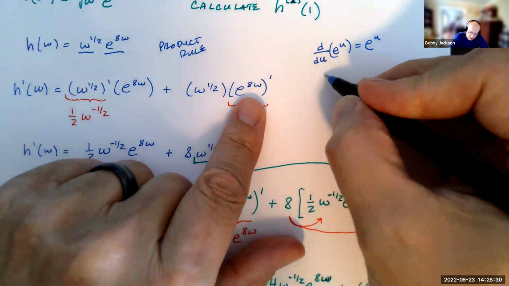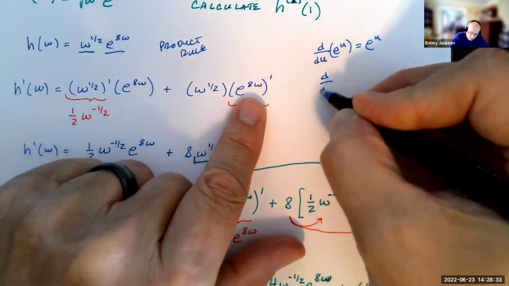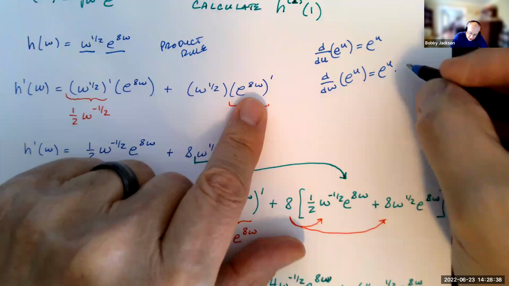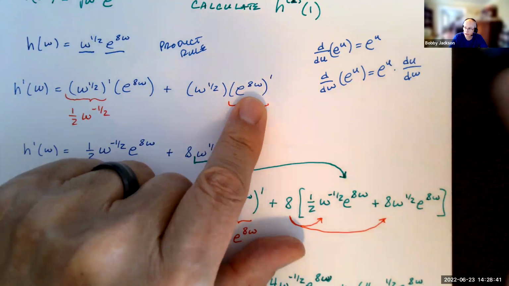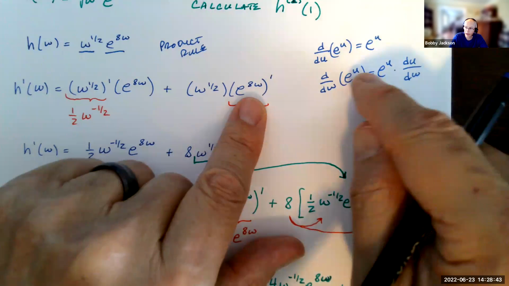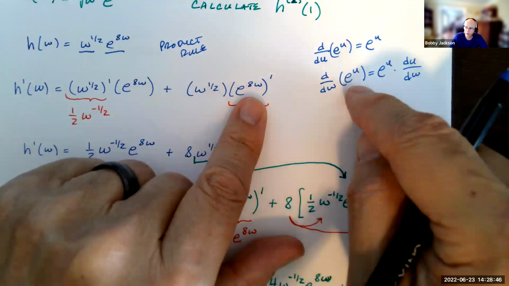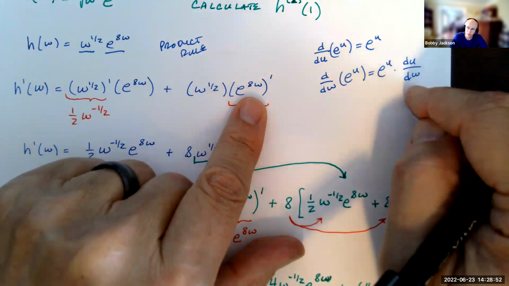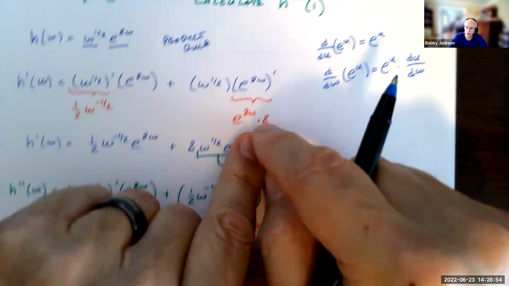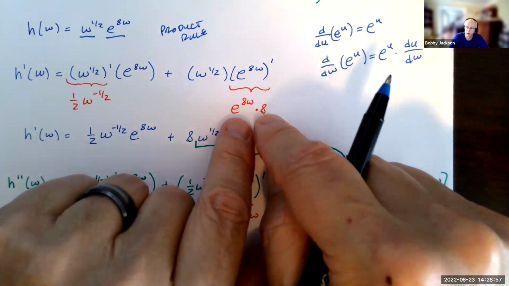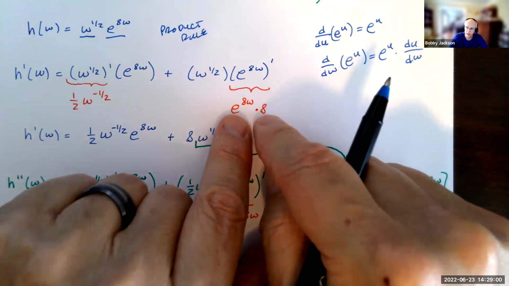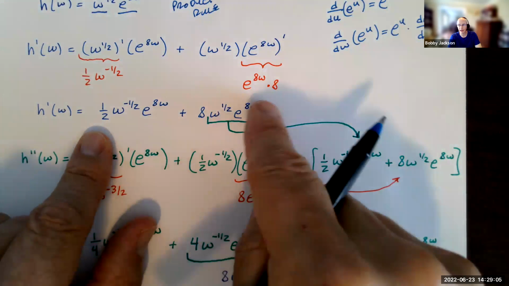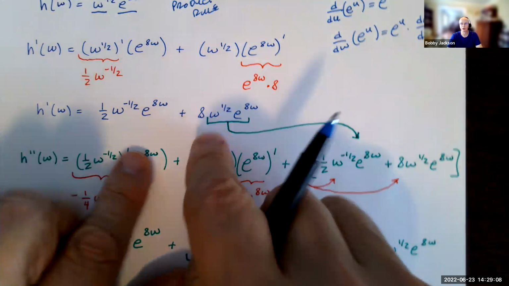But in this case, I'm taking the derivative with respect to w of e to the u, which is e to the u times the derivative of the inner function with respect to w. So that's the chain rule, right? In this case, u is 8w, so the derivative of e to the 8w is e to the 8w times the derivative of 8w with respect to w, which is just 8. Okay, so cleaning this up, I get this expression here. I bring the 8 in front of these two. Okay, so there's my first derivative.